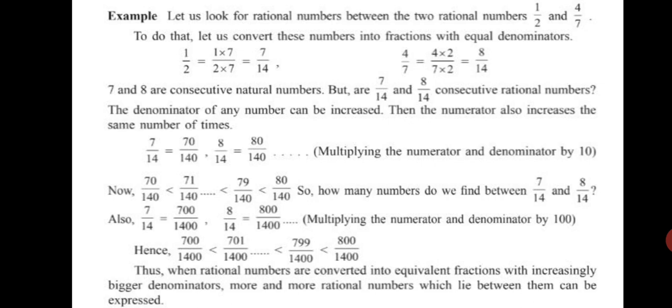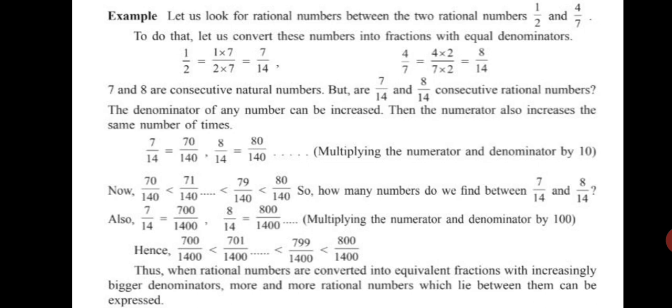So 7 upon 14, if you increase the denominator, say multiply by 10, you get 70 upon 140. And 8 upon 14, if you multiply by 10, you get 80 upon 140. Now look at 70 upon 140 and 80 upon 140. Denominators are the same. Do we have numbers which we can identify between 70 and 80? Yes, 71, 72, 73 and so on till 79, 80.